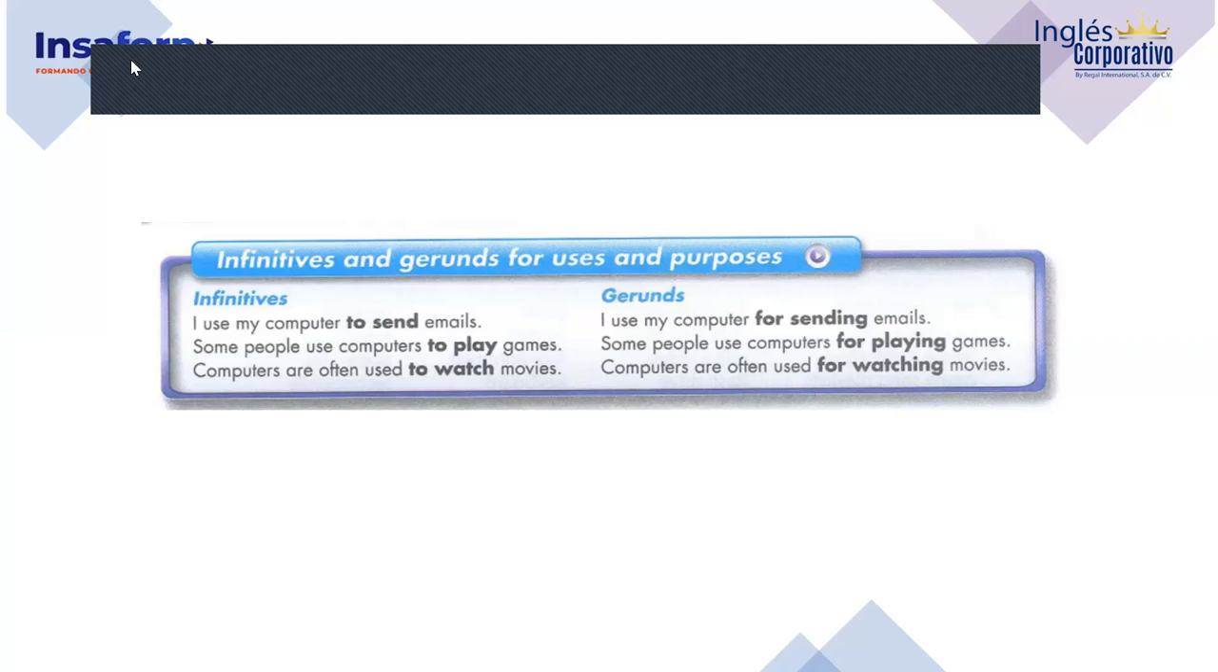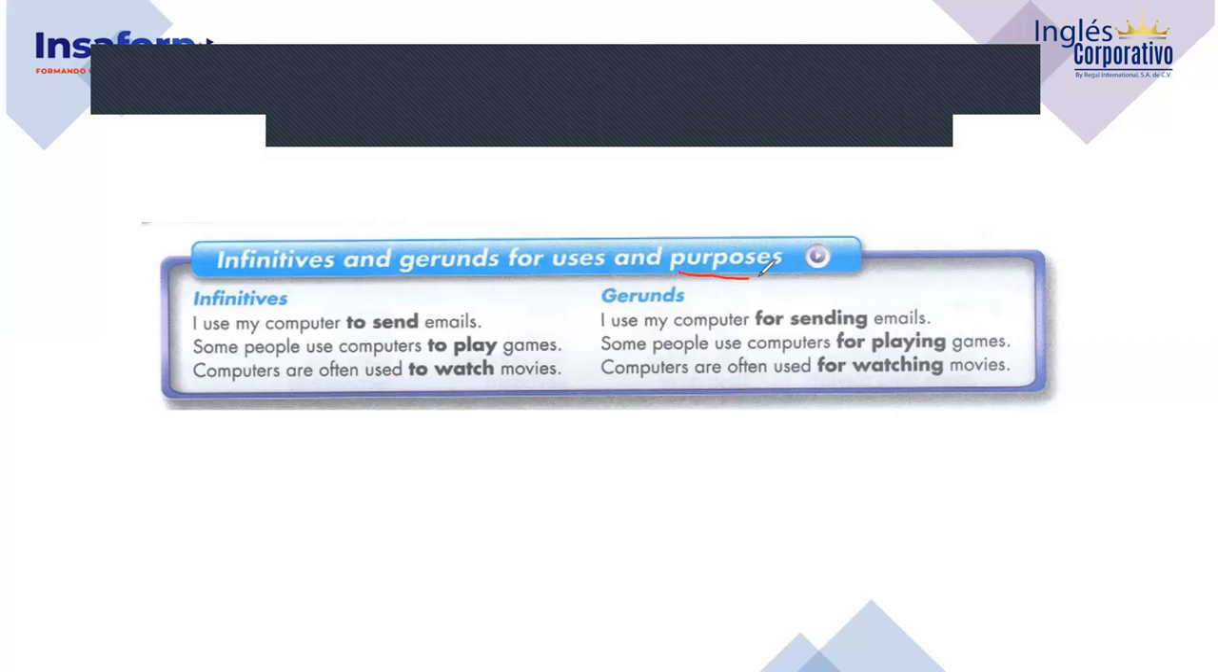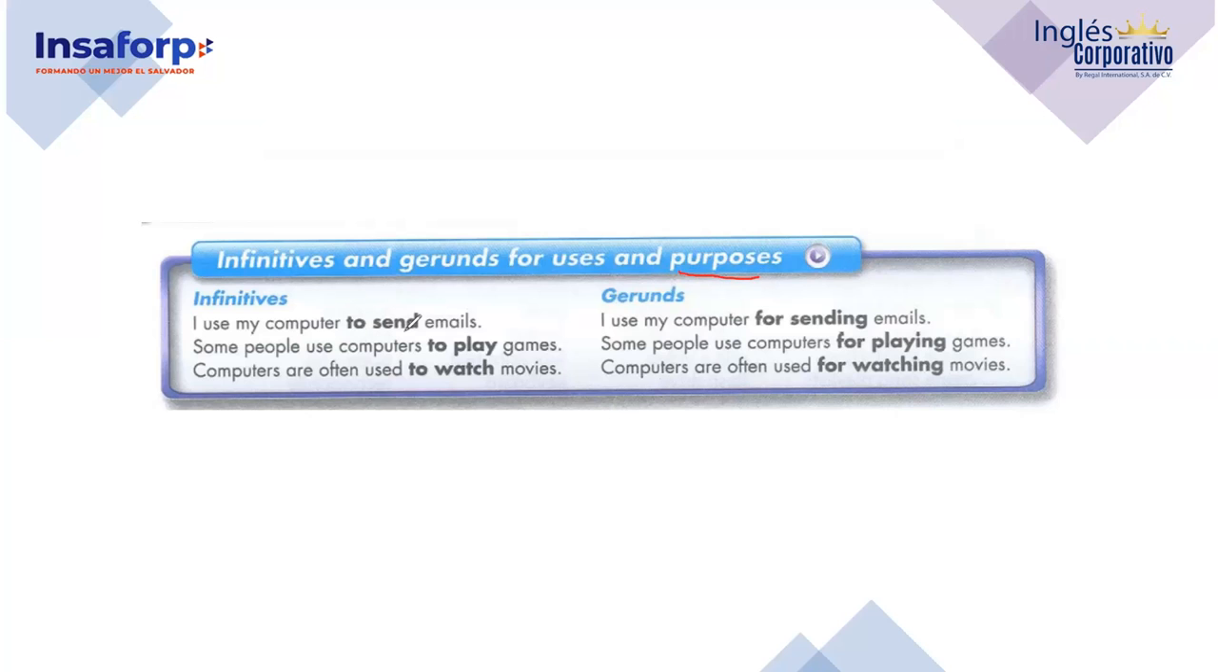I use my computer for sending emails. Some people use the computer for playing games. Computers are often used for watching movies. Thank you so much, very good. Okay, so we have this with purposes here, right? We have infinitives: to send, to play, to watch. And we have gerunds, again for purposes: for sending emails, for playing games, for watching movies.